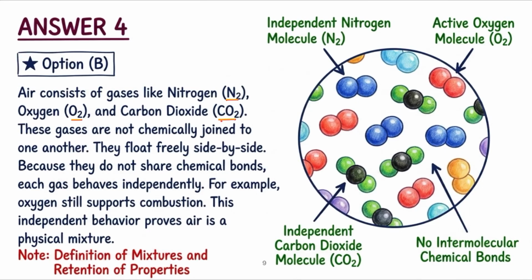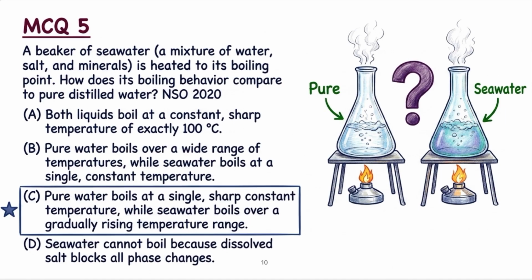Now see the explanation of this question. Air is a mixture of nitrogen, oxygen and carbon dioxide gas. These gases are not chemically joined, and no chemical bond is formed between them. So these gases float freely side by side and retain their properties in air. Easily we can separate these gases by a physical method like fractional distillation. That is why we classify air as a physical mixture, not a compound.